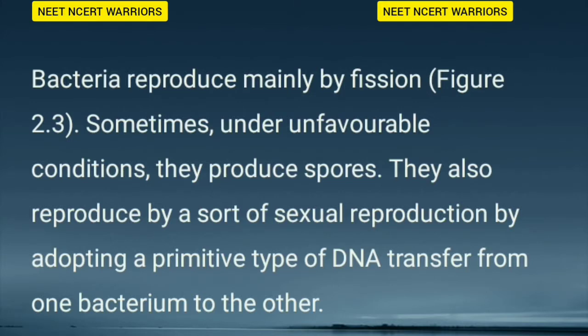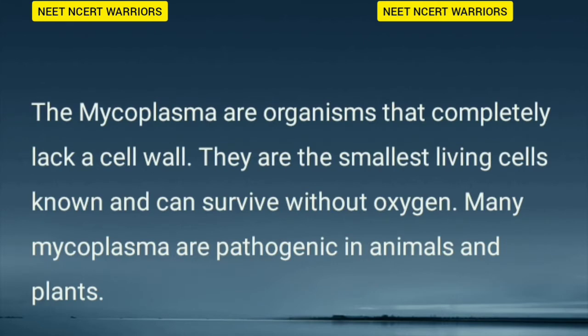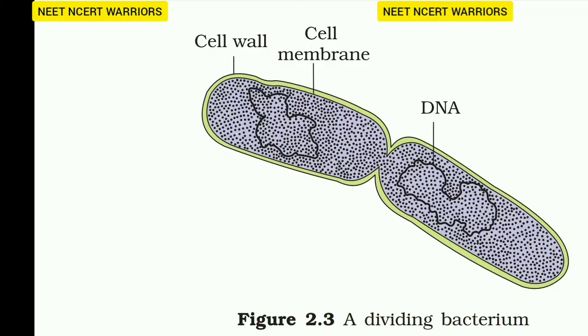Bacteria reproduce mainly by fission. Sometimes, under unfavorable conditions, they produce spores. They also reproduce by a sort of sexual reproduction, adopting a primitive type of DNA transfer from one bacterium to the other. The mycoplasma are organisms that completely lack a cell wall. They are the smallest living cells known and can survive without oxygen. Many mycoplasma are pathogenic in animals and plants.